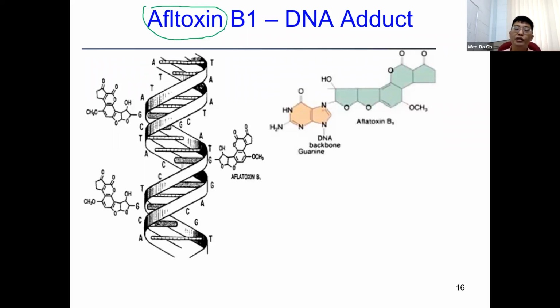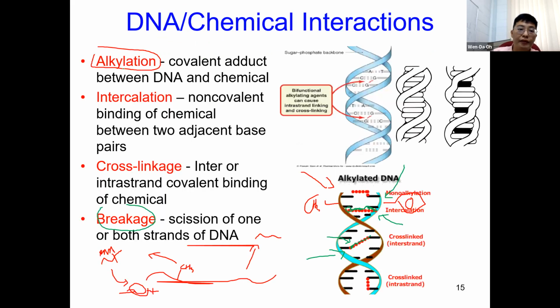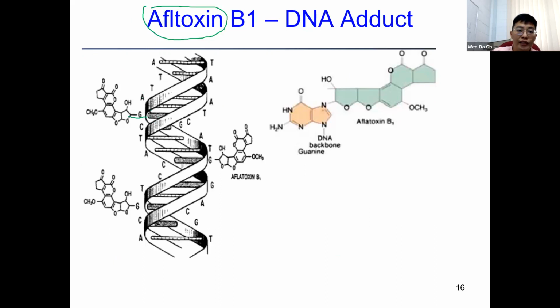This aflatoxin is considered a genotoxin, because it can bind with your DNA through alkylation. It can cause alkylation of a DNA to have the additional group. For instance, here you can see the guanine group is bound with the aflatoxin. So this affects the translation later on.